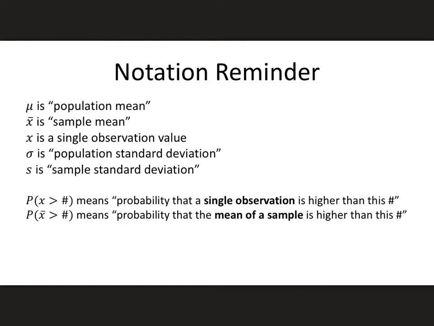So we have some notation reminders we need to go over. Of course, mu is our population mean, x bar is the sample mean, x is a single observation value, sigma is the population standard deviation, s is the sample standard deviation, and we have new probability notation. The probability of x greater than a number means the probability that a single observation is higher than some number. If you see the probability of x bar greater than a number, it is the probability that the mean of a sample is higher than this number. And so you'll need to be careful on how these problems are asked.